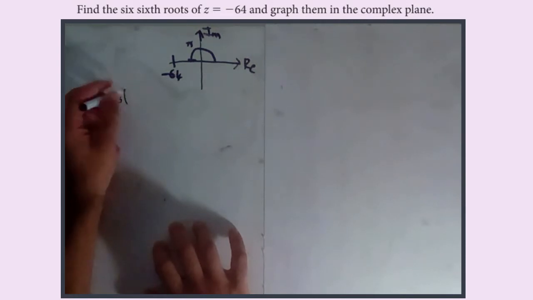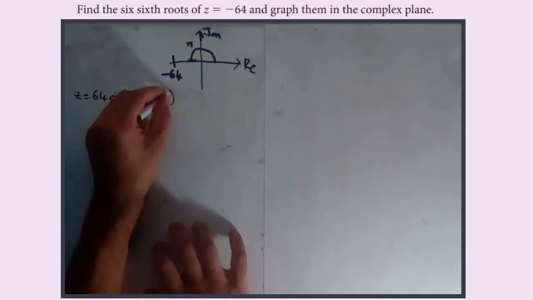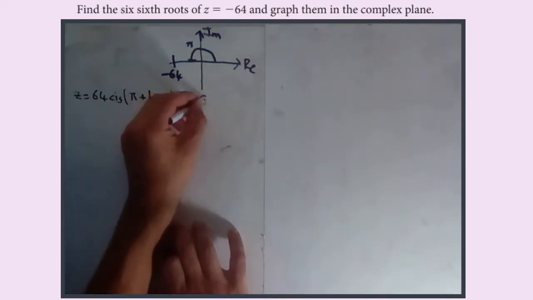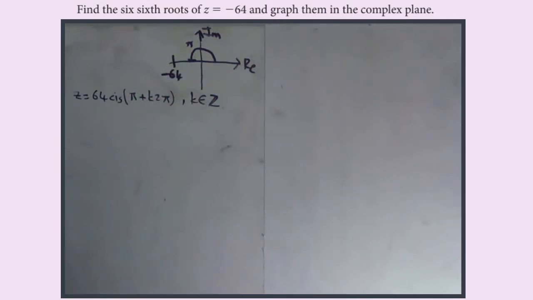But I'm not going to write 64 cis pi, I'm going to write 64 cis pi plus k2 pi, where k is an integer. The reason is if we just write 64 cis pi, then when we take the 6th root of it, we use De Moivre's theorem, we're only going to get one answer, and I want 6 answers. So I need to be able to adjust the value of k, so I can get to my 6 answers.